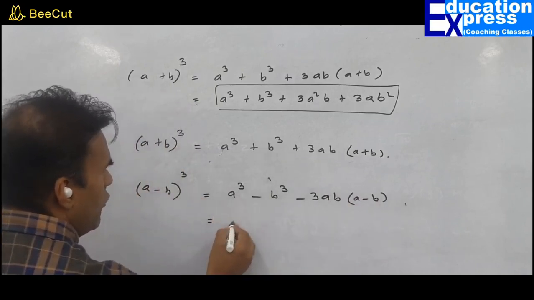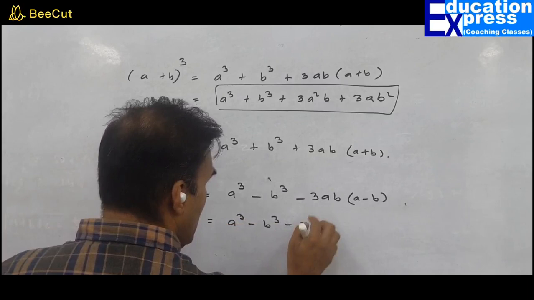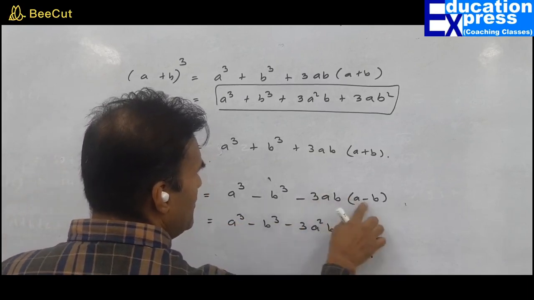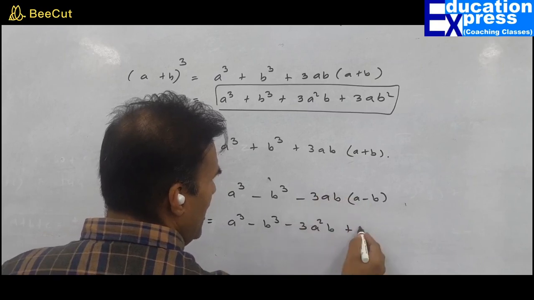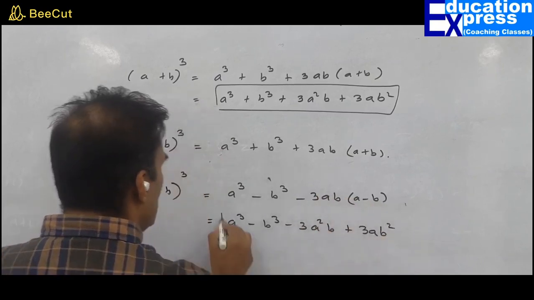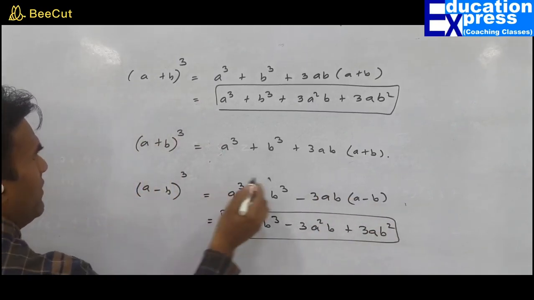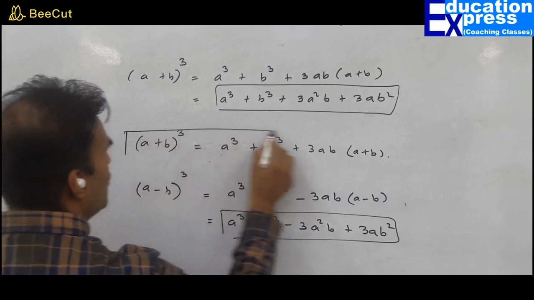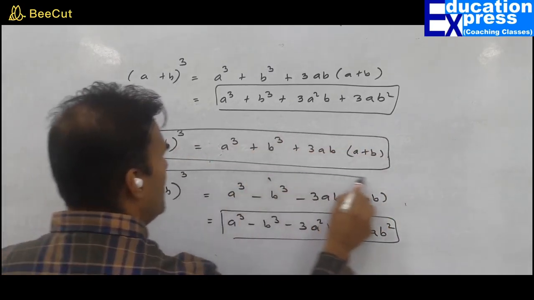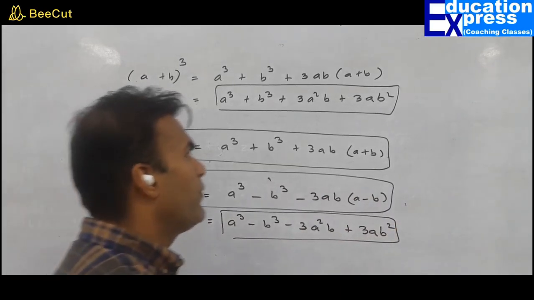If you wish, you can open this: a cube minus b cube minus 3a into a square b, minus becomes plus 3ab into b, b square. So the final result would be this, but when we apply the formula, we will begin with this only. So this is the formula for a plus b the whole cube. This will be the result applicable for a minus b the whole cube.